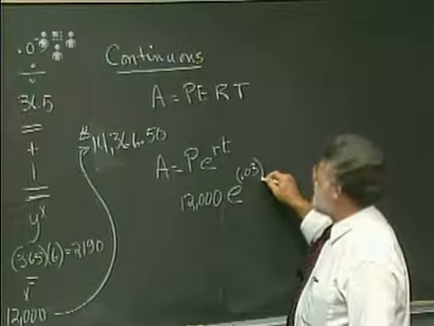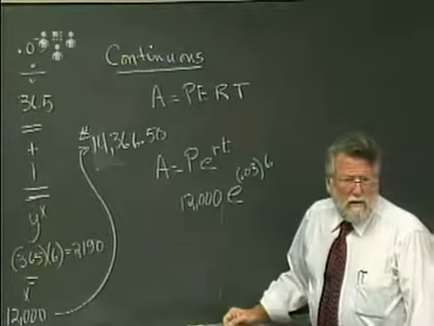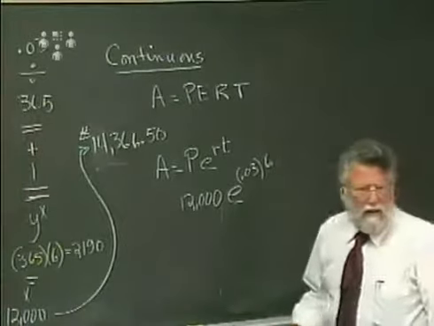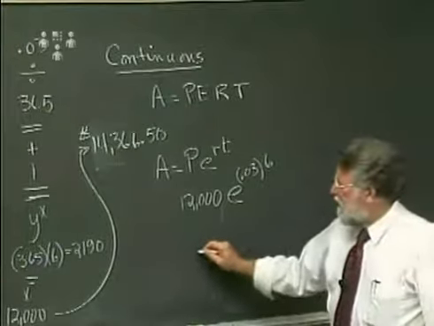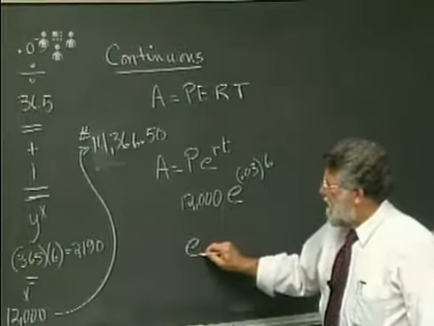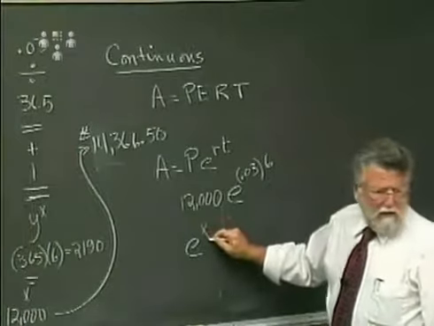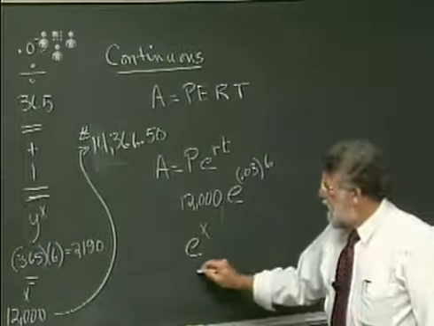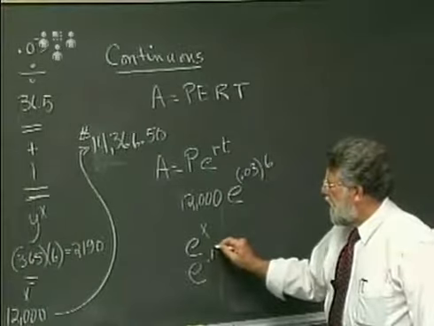Was it 3 years? 6 years. That's all you do. It's that easy. So what is 0.03 times 6? It's 0.18, correct? So if you hit the e to the x key on the EL-531, you'll have e to the 0.18.